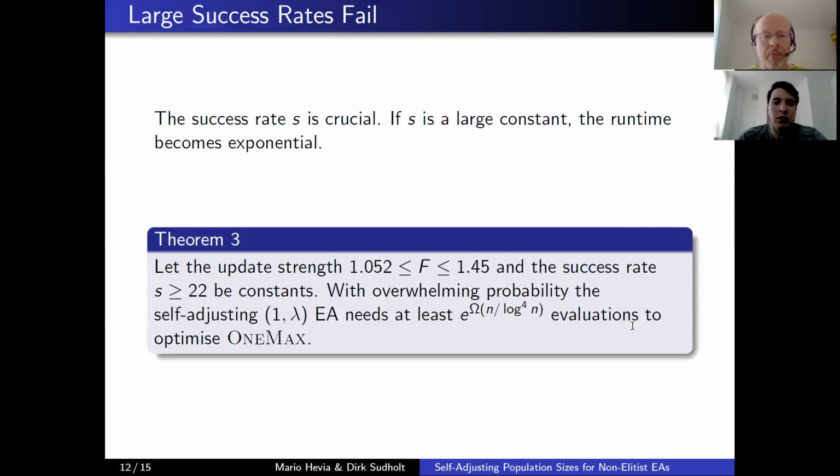In our work, we also show that the limit on the success rate that we imposed before is not only a mathematical quirk, but it's also important, because if S is large enough, in this case if S is larger than 22, then with overwhelming probability, the algorithm will take exponential time to optimize OneMax.